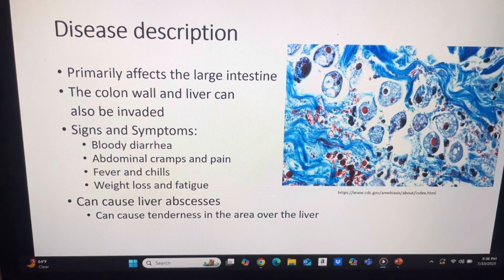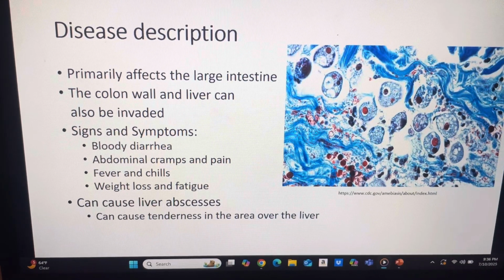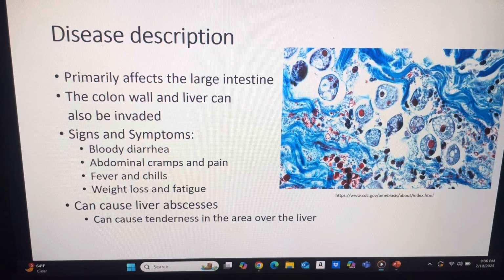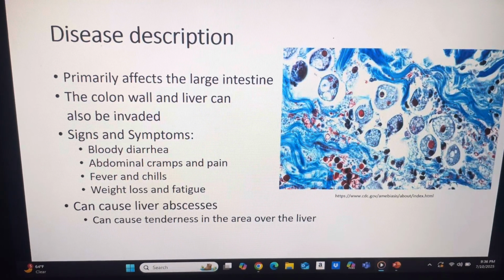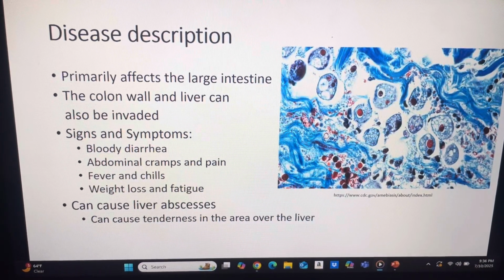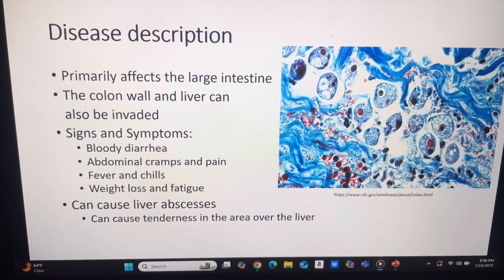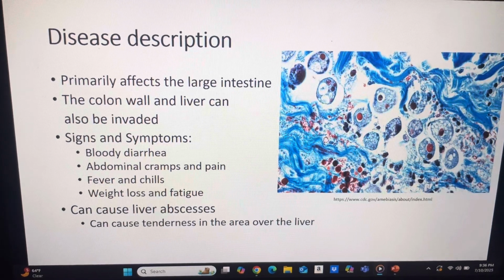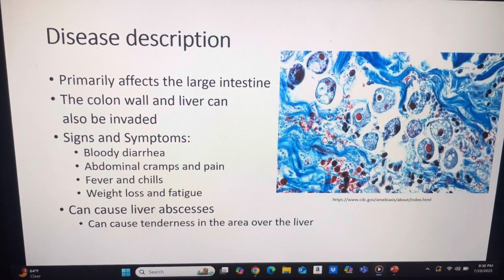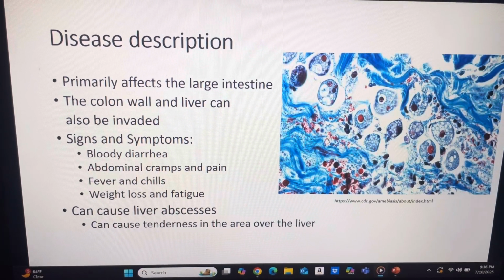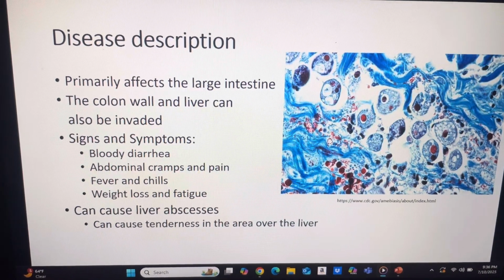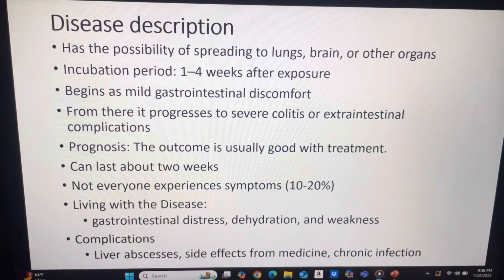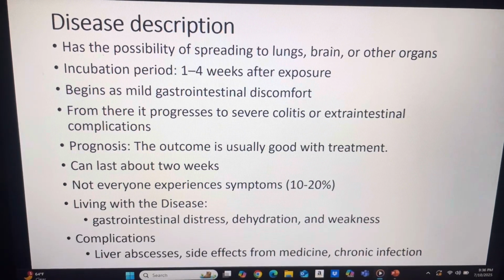chronic diarrhea. And then signs and symptoms are bloody diarrhea, abdominal cramps and pain, fever and chills, weight loss and fatigue. And then if it travels through the bloodstream to the liver, it can cause liver abscesses. And then the symptoms of this are caused by tenderness in the area over the liver. In very rare cases, it has the possibility of spreading to the lungs, brain, and other organs.